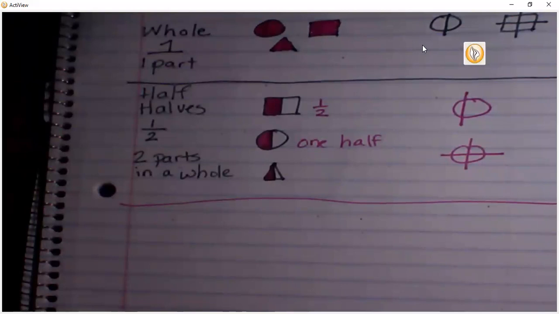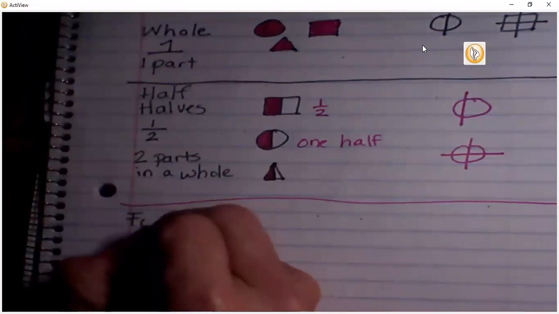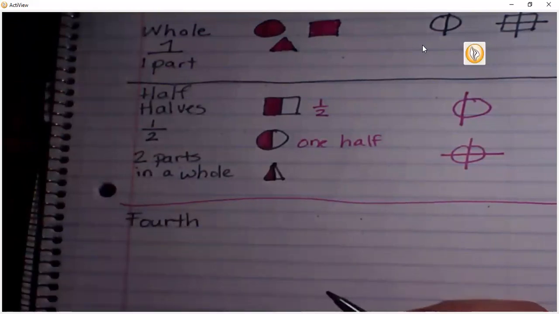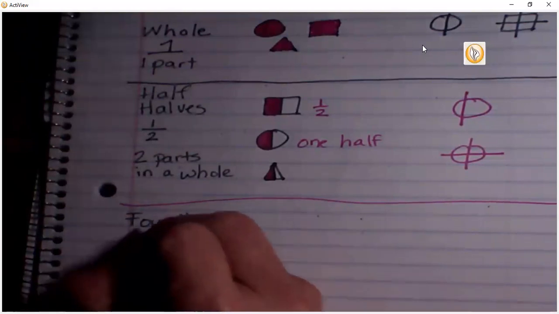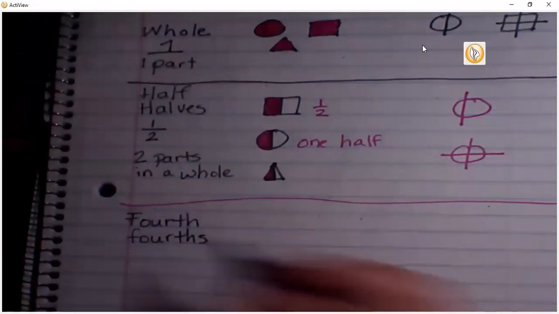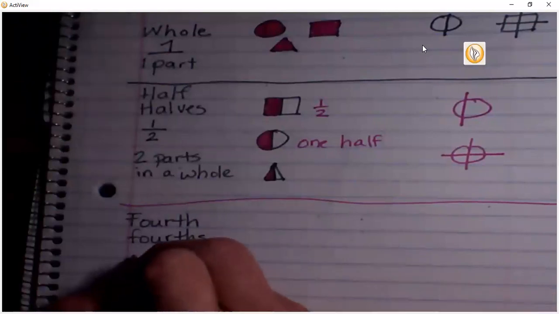Hey guys, the next one we're going to look at is going to be our fourths. I'm going to show you a couple different ways to write that. If you have only 1 piece, we call that a fourth. If you have more, we would call that fourths. The way we write that is a number over 4.